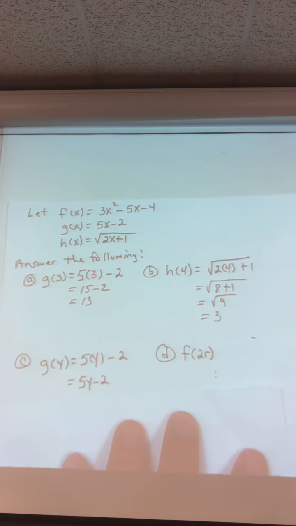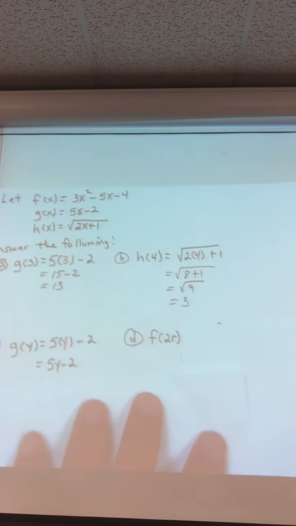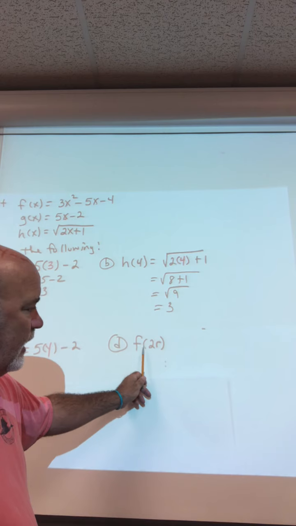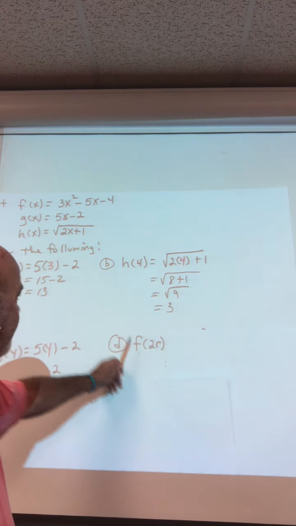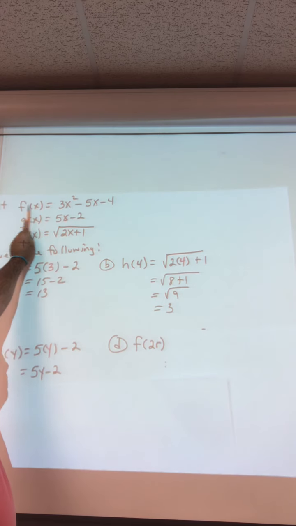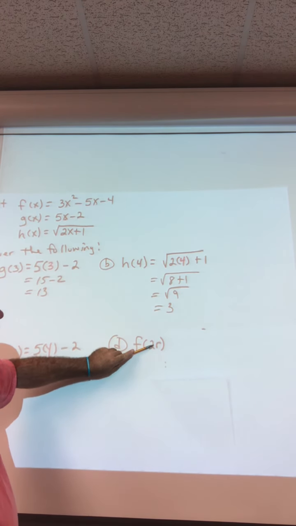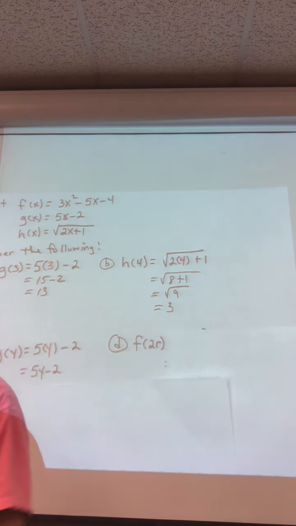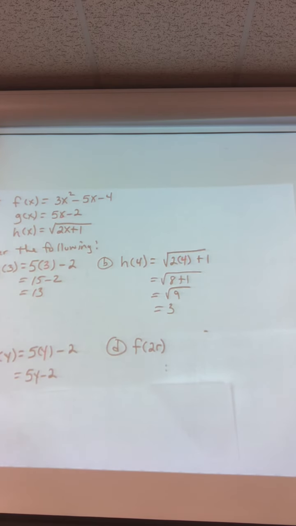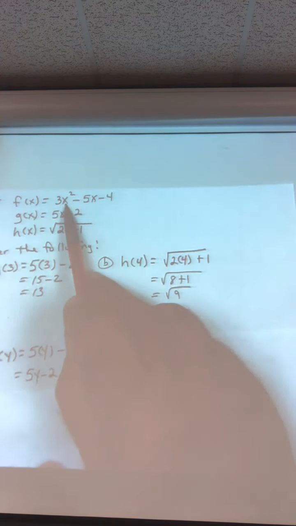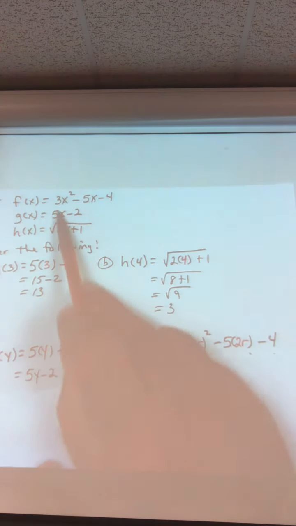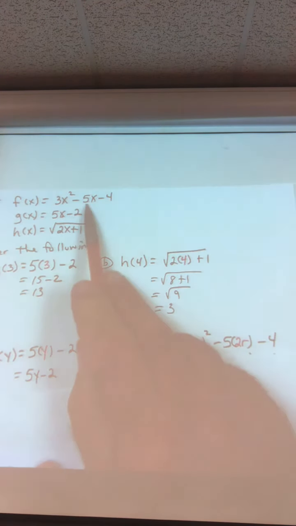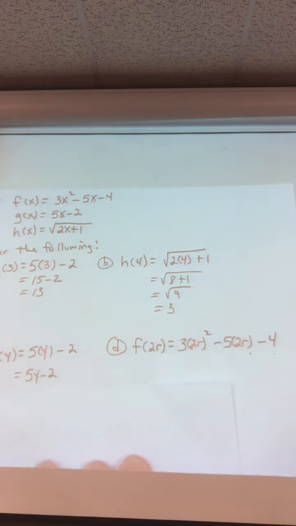Now this next one, f of 2r. Now, how do we find f of 2r? You go to the f function, which is this one, and in place of x, put 2r. So put 2r here and put 2r right there. So you have to put it in both of those places. So it's 3 times 2r squared minus 5 times another 2r minus 4.